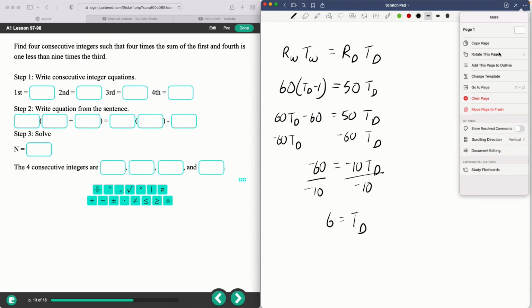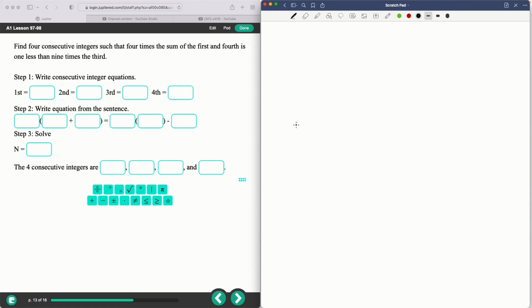Let me clear this page. Find 4 consecutive integers. All right, 4 consecutive integers: n, n plus 1, n plus 2, n plus 3. That's 1, 2, 3, and 4. All right, and then let's put equal out here so we can put their answer. So write consecutive integer equations.